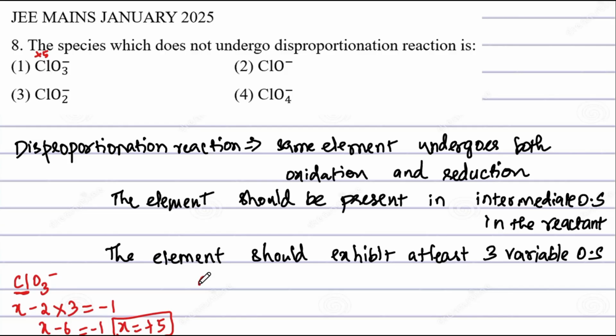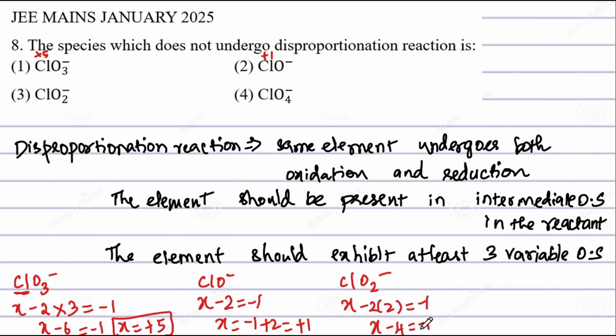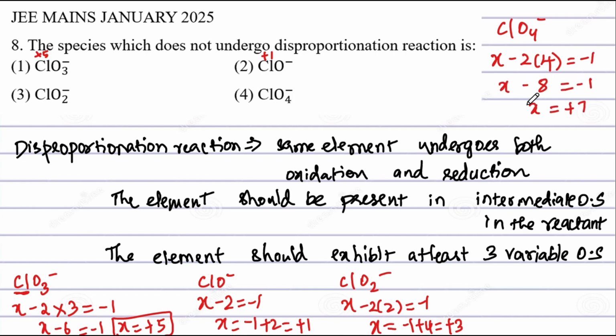Now let us see the next option. ClO minus: X, -2 equals -1, so X is equal to -1 plus 2, that will give +1 oxidation state. Then ClO2 minus: X, -2 into 2 equals -1. X -4 equals -1. When you take the -4 to the other side, X is equal to -1 plus 4, so that will give +3. Then the last one, ClO4 minus: X minus 2 into 4 equals -1. X minus 8 equals -1, X is equal to +7.